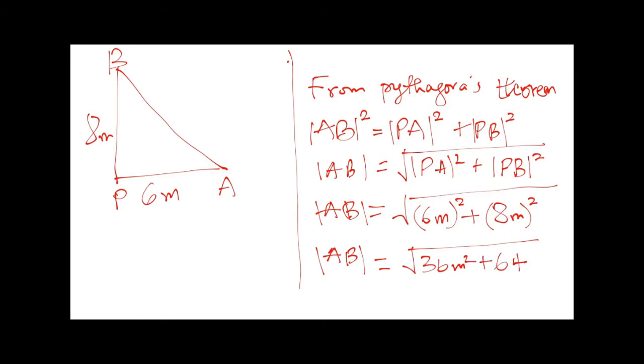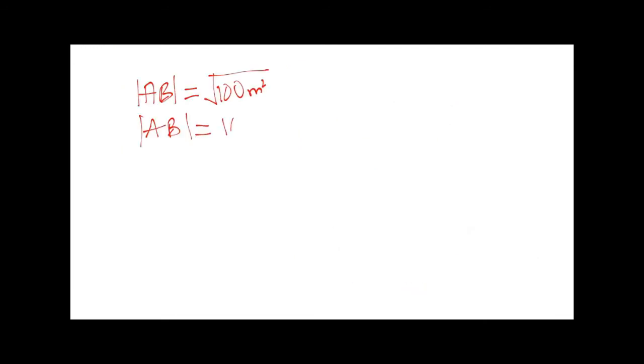So AB equals square root of 100 meters squared. Same unit, so we can add them. So AB equals square root of 100 meters squared is 10. Square root of 100 is 10. Square root of meters squared is meters. So AB is 10 meters. Therefore, the length of the ladder is 10 meters. Don't forget your concluding answer. Don't forget your unit as well. 10 meters is 10 meters.